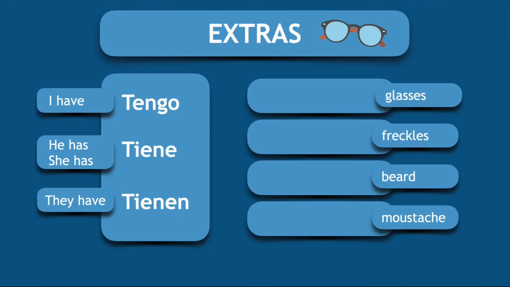Extras. If I wanted to say I have glasses, I could say tengo gafas. She has freckles. Tiene pecas. He has a beard. Tiene barba. They have a mustache. Tienen bigote.